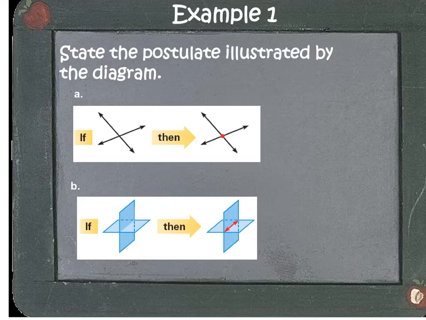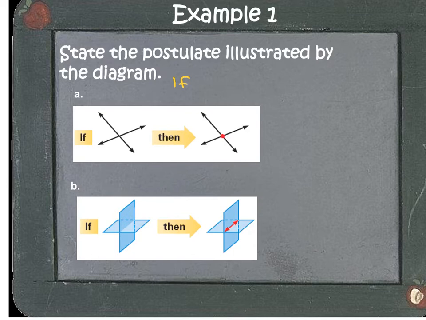So notice I have a picture of two lines. They're crossing. And so it says, if you have two intersecting lines, then, and then the second picture is, their intersection is exactly 1 point. So that's what we need to write. That's what the postulate states.